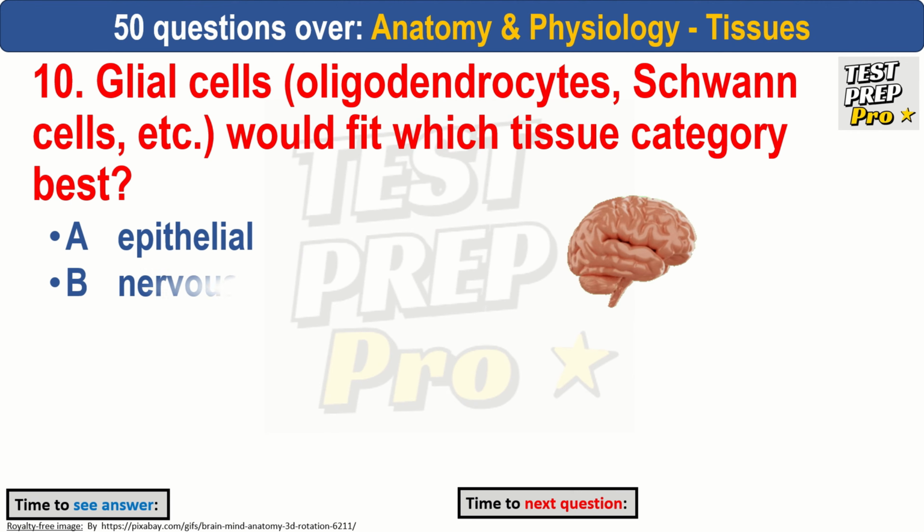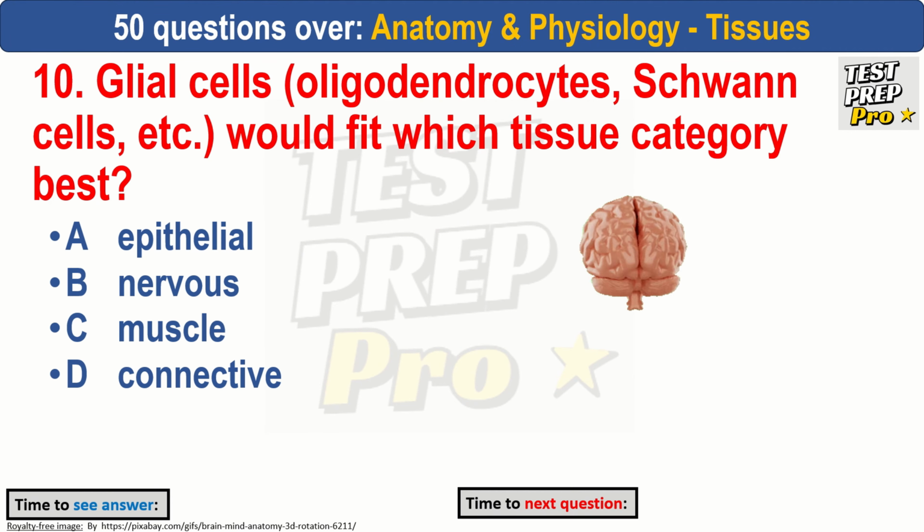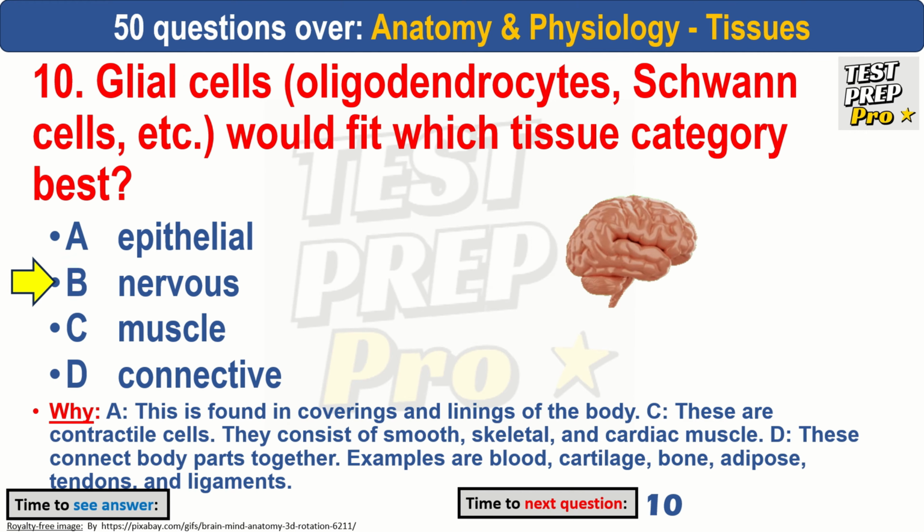Glial cells, like oligodendrocytes and Schwann cells, would fit which tissue category best? Is it epithelia, nervous, muscle, or connective? The answer is nervous tissue. Epithelia is mainly coverings. Muscle is like, say, bicep, tricep, your heart, and smooth muscle as examples.